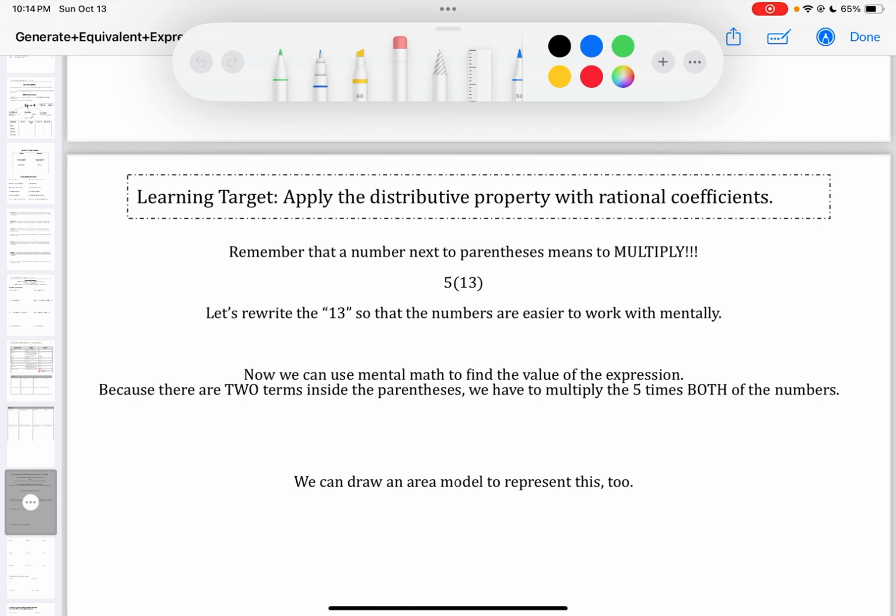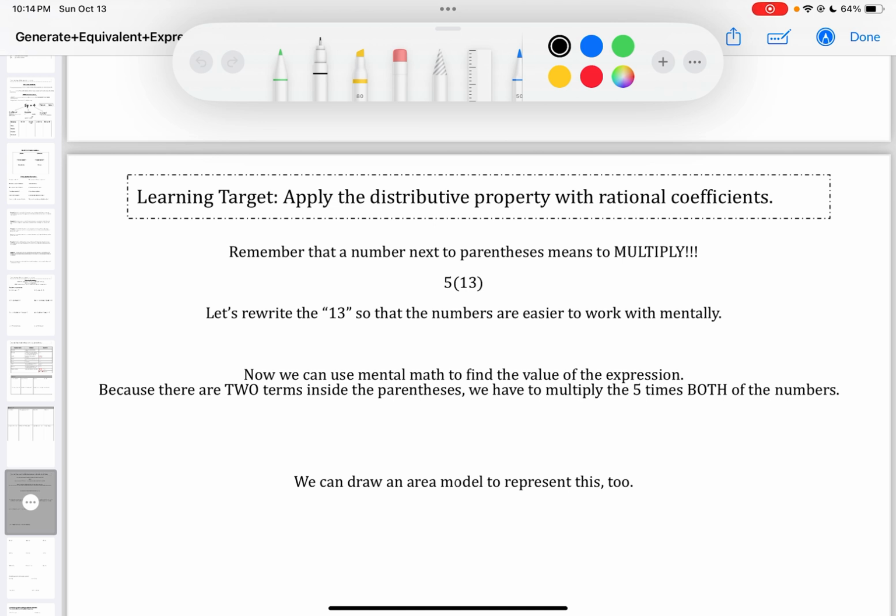Hey guys, today we're going to be learning distributive property. So the learning target for today is we will be able to apply distributive property with rational coefficients. So let's just talk about normal multiplication and how we could use an area model to represent that.